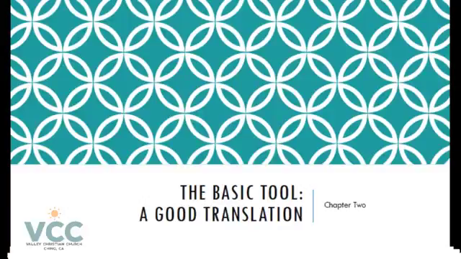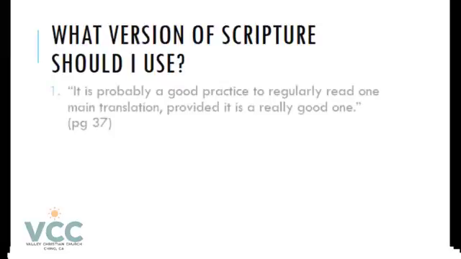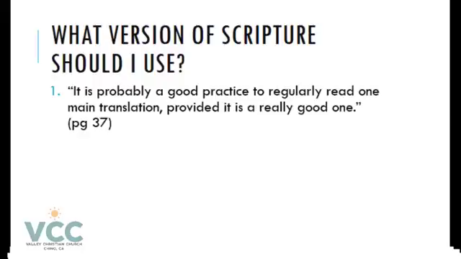So here is the idea of what version of Scripture should I use? Well, it's probably a good practice to regularly read one main translation, provided it's a really good one. If you're going to be reading the Bible on a regular basis, which you should, make sure that for the most part you're sticking with one version of Scripture. That's why ahead of time you need to be doing some good footwork to figure out which version of Scripture you want to use, so that on the regular you can be using that same version all the time.